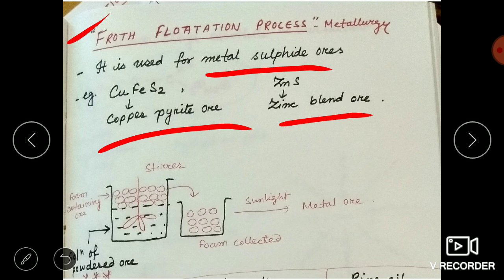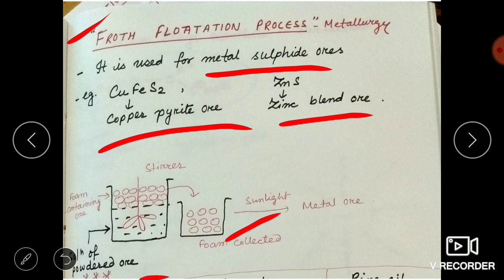Now what happens in the process? See here, in this process we take a solution of powder ore. We take the ore, then we powder it, then we make a solution, that means in water we make a solution, and the solution is taken in a beaker. With the help of a stirrer like a fan, we stir the solution and foam forms. The foam contains the sulfide ore, which can be collected in a separate beaker.